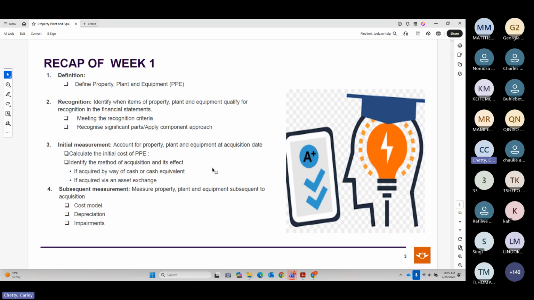And then we looked at initial measurements. We looked at how to account for property, plant, and equipment at acquisition date. So we looked at the initial cost of PPE, what to include, what to exclude. And then we also looked at different ways of acquisition. So we looked at if the PPE was acquired by way of cash or cash equivalents, or perhaps it was acquired via an asset exchange. Then we also looked at subsequent measurement. We're using the cost model, and we looked at depreciation and impairments.